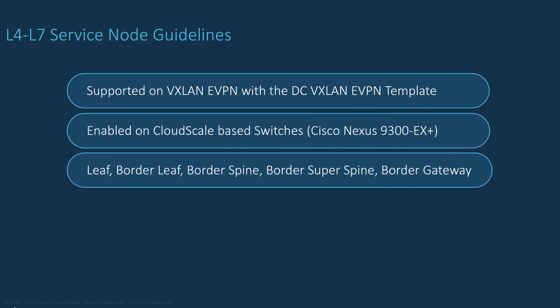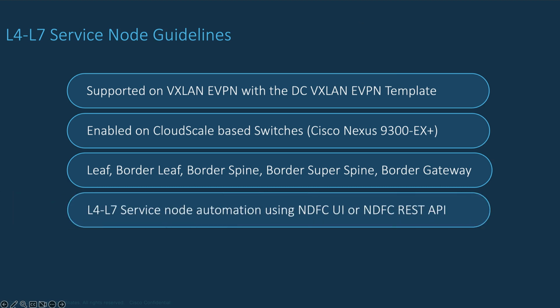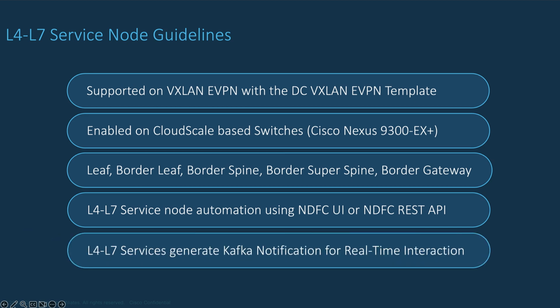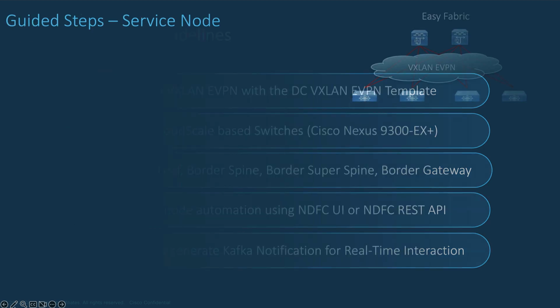This feature supports Cisco Nexus 9300 EX or FX switches with different roles as a leaf node, border spine, border super spine, and even border gateway switches. The layer 4, layer 7 service REST APIs are also accessible via the NDFC package REST API documentations. And this service generates Kafka notifications for real-time interactions.